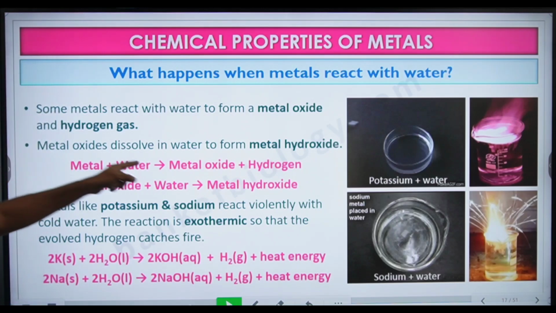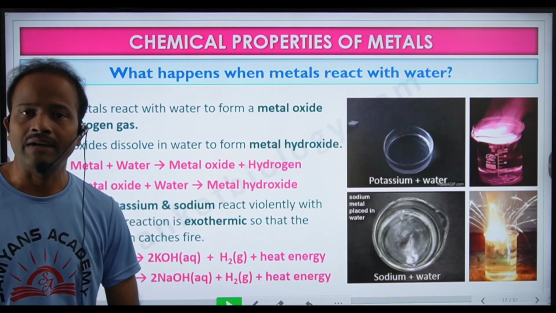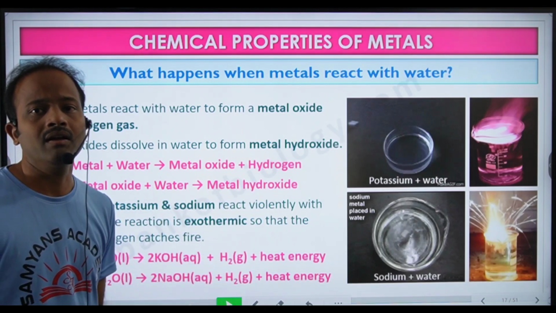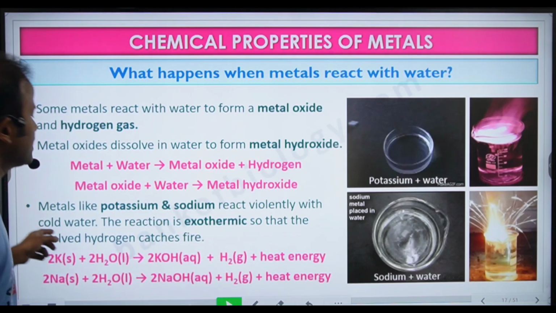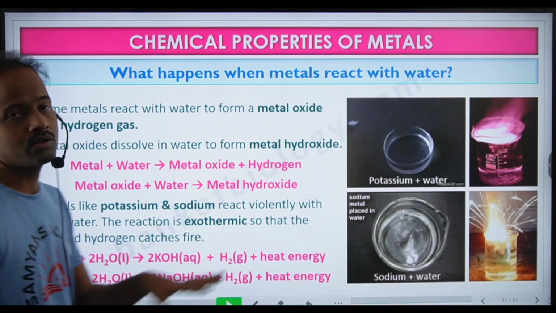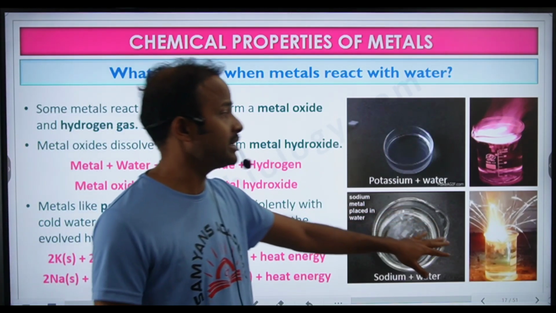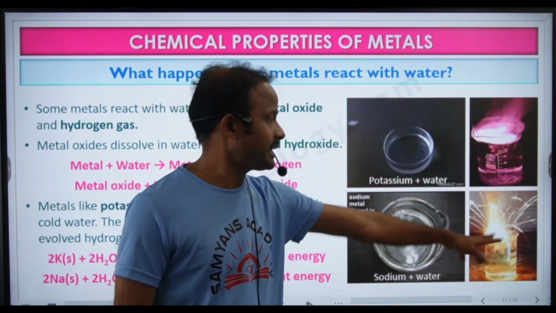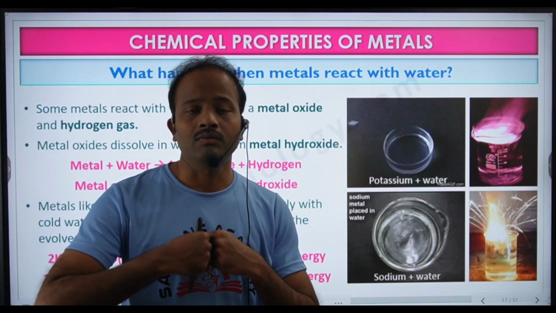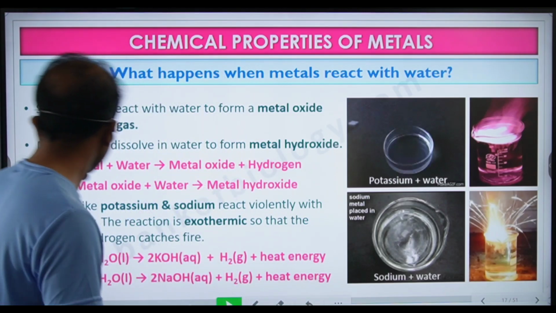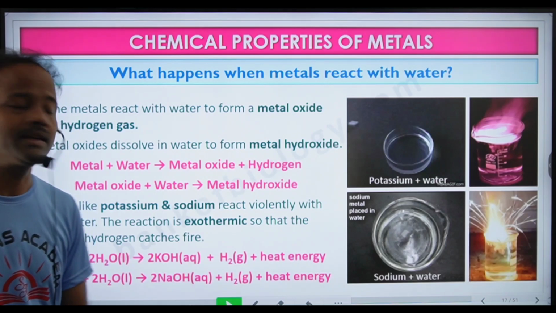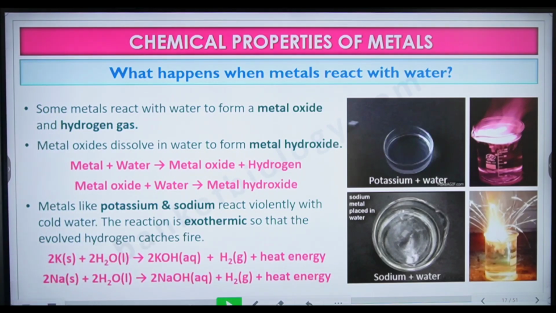Now, when a metal reacts with water, it forms the metal oxide and liberates hydrogen gas. And this metal oxide, when you dissolve it in water, gives the metal hydroxides. Metals like potassium and sodium react violently even with cold water, and it catches fire also, and it is an exothermic reaction. During this process, heat is liberated, right? That's why we call this reaction an exothermic reaction, so that the evolved hydrogen catches fire.